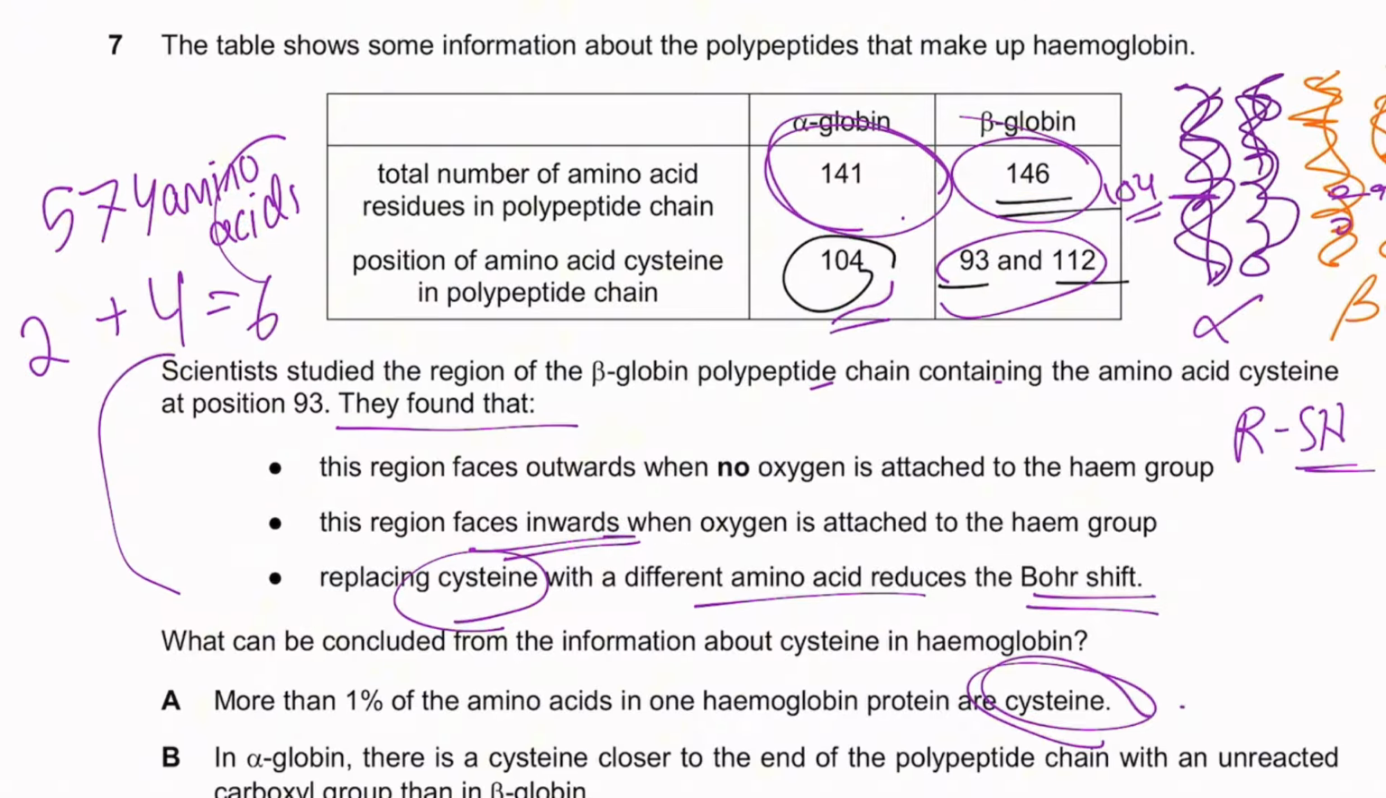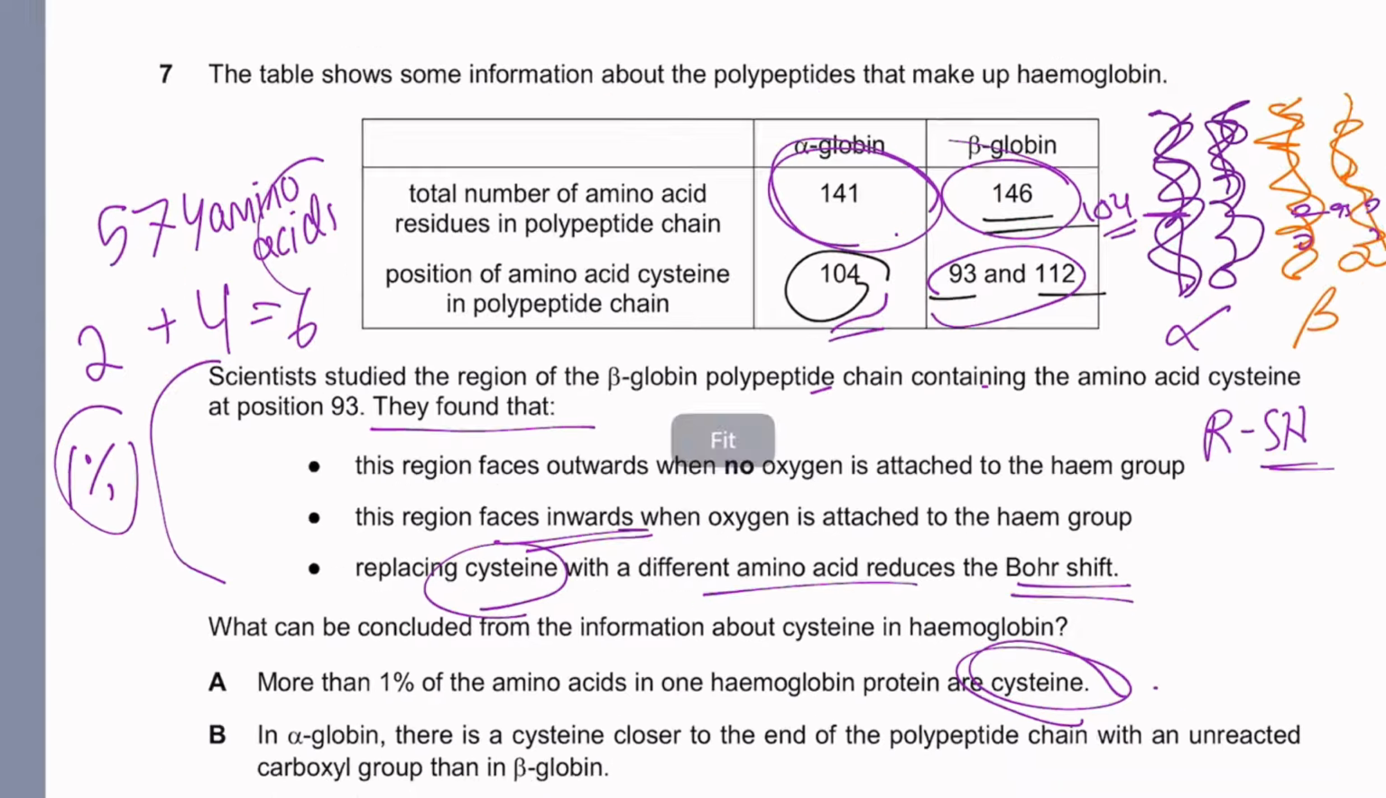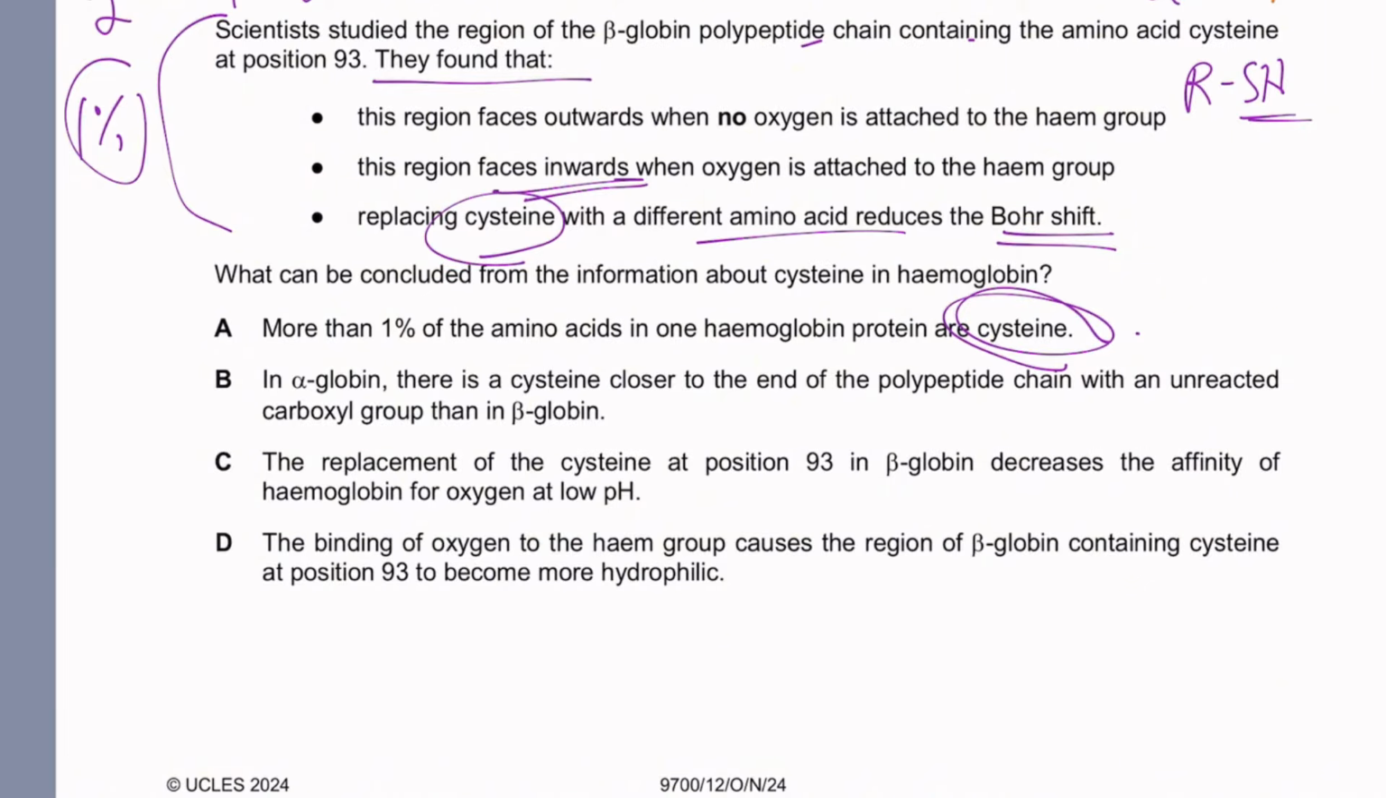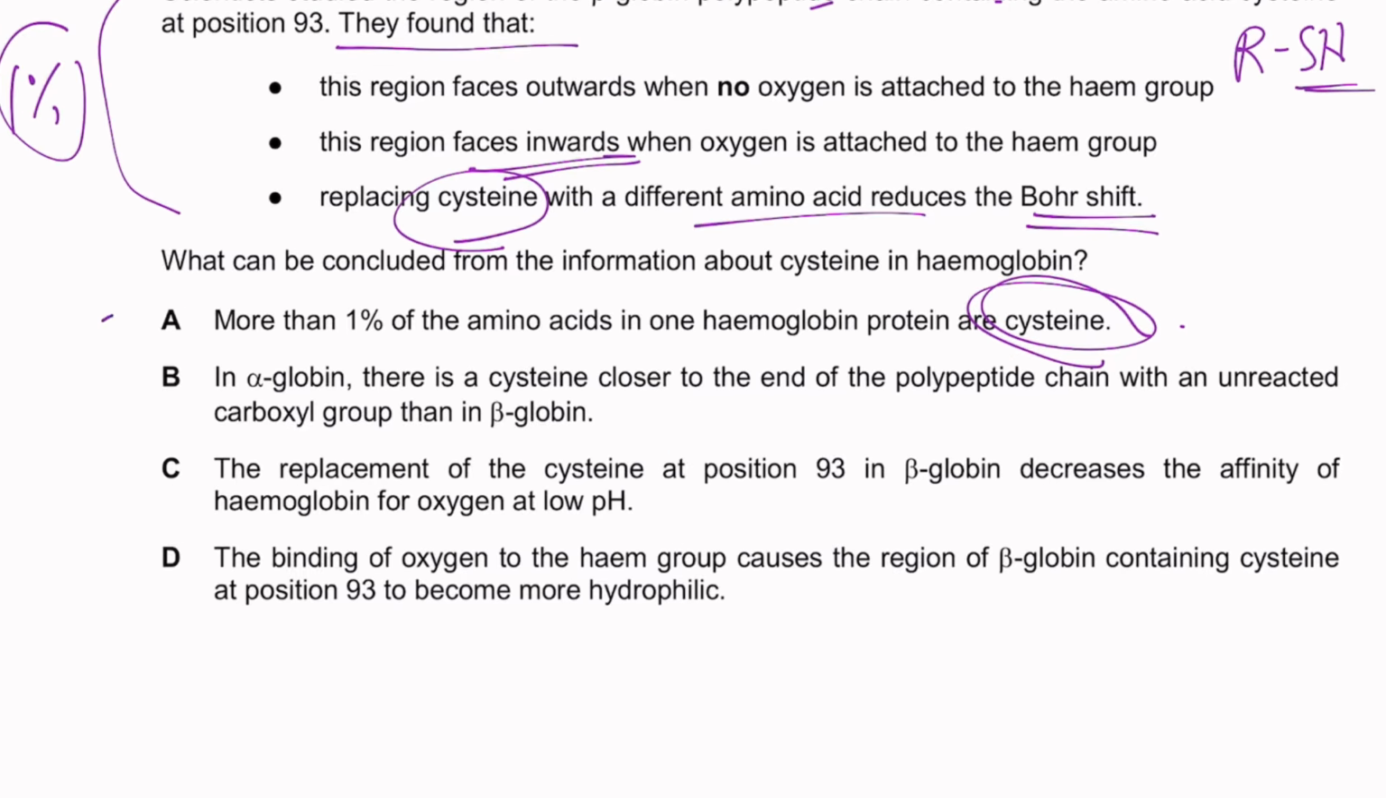So now 6 divided by 574 is equal to, and then multiply of course by 100 because it's a percentage, and yes, we get approximately 1%. It's actually a little more than 1%, so yes, A is correct so far. Let's check out the other options.